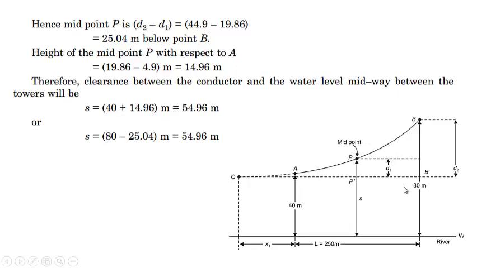Or you can see this height minus this distance. This height is 80 and this distance we have calculated 25.04. So from this also you can calculate this. This is 55.96 meters. So the clearance of the midpoint from the ground level is this much.